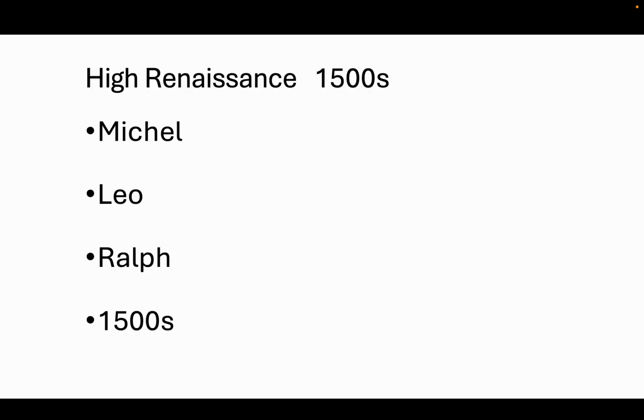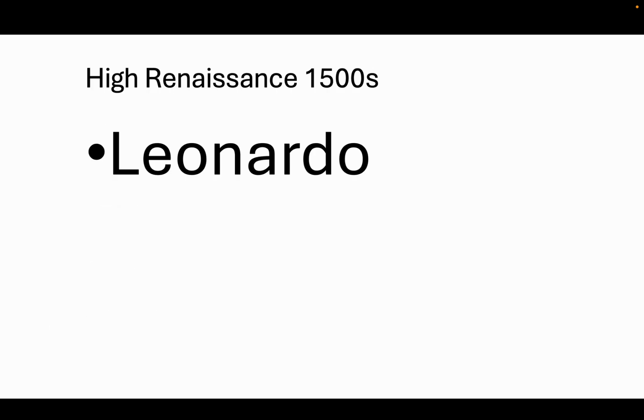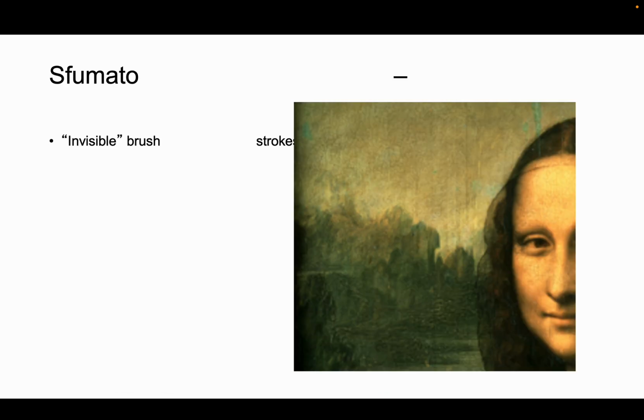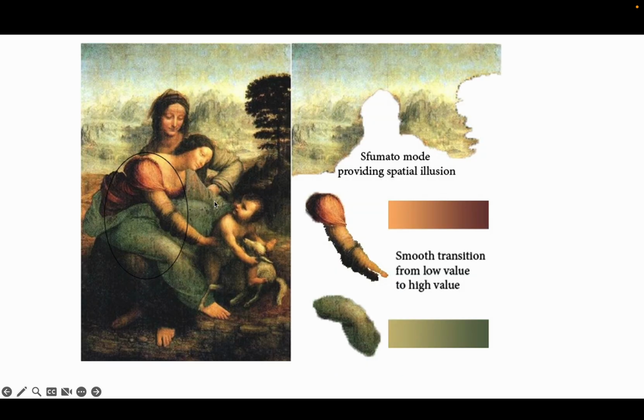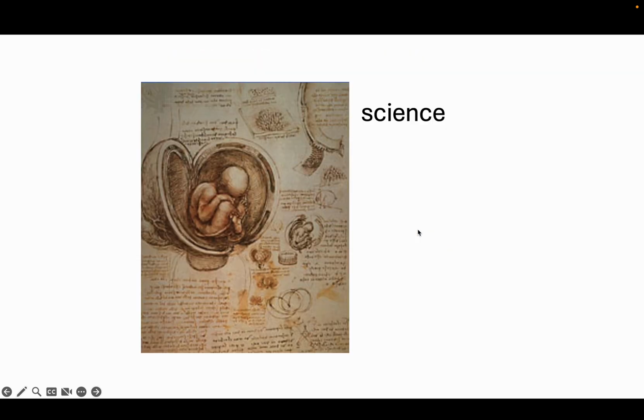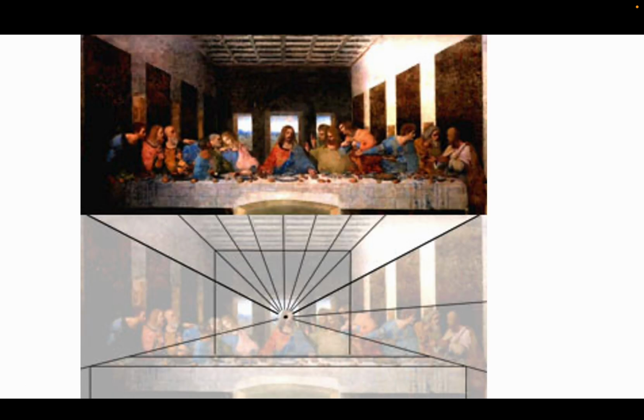High Renaissance is the three kings, Michelangelo, Leonardo, Raphael. You can't get any better than these guys. Leonardo does the Last Supper. He uses all those techniques, but does it perfectly. He also does sfumato, which is like smoky brush. He does modeling to show depth, but he does it beautifully. Paint the attention of the soul means you get the personality, the heart, the soul, the vibe, not just an object. He also likes science and learning, as did the people of the Renaissance.